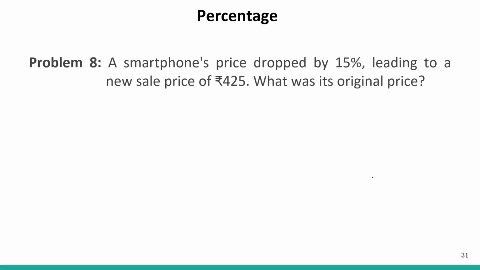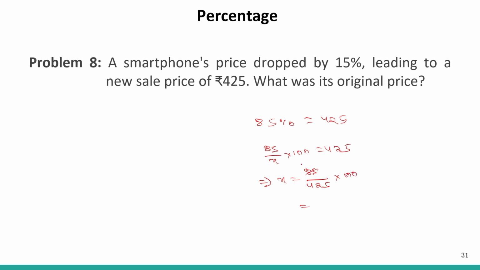Let's see problem number 8. A smartphone's price dropped by 15%, leading to a new sale price of 425. What was the original price? The smartphone's price dropped by 15%, so the current 85% value is equal to 425. Let's assume that the original value of the phone is x. So 85 by x into 100 is equal to 425. This implies that x is equal to 425 by 85 into 100.